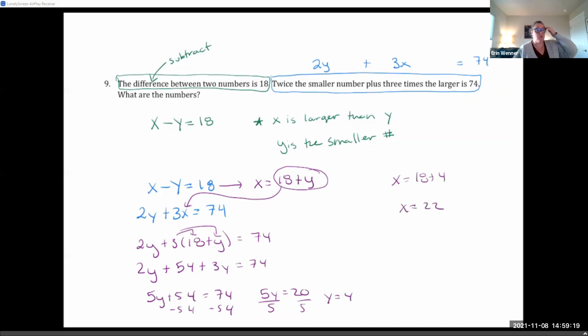So we get 22 for x and 4 for y. Again, when we report these, it's going to say the smaller number is, the larger number is. So make sure that you put them in with 4 being the smaller number, 22 being the larger number. Okay.